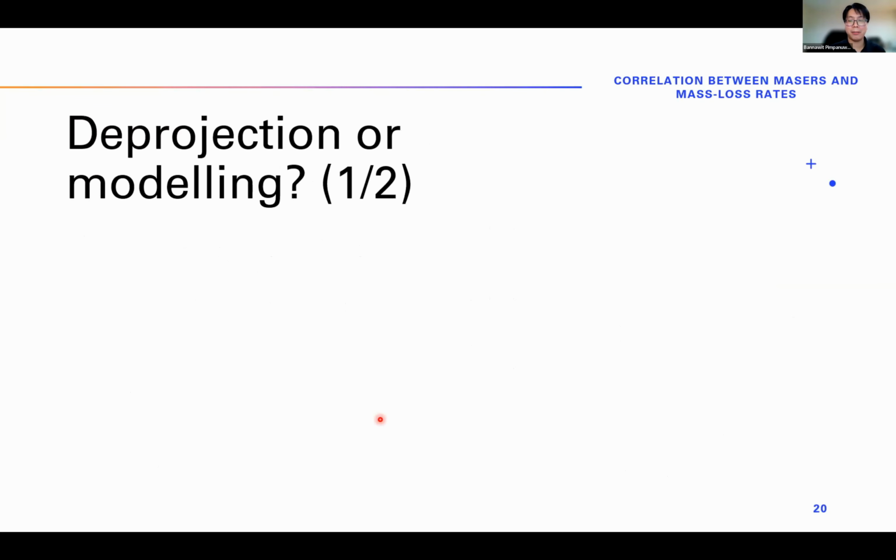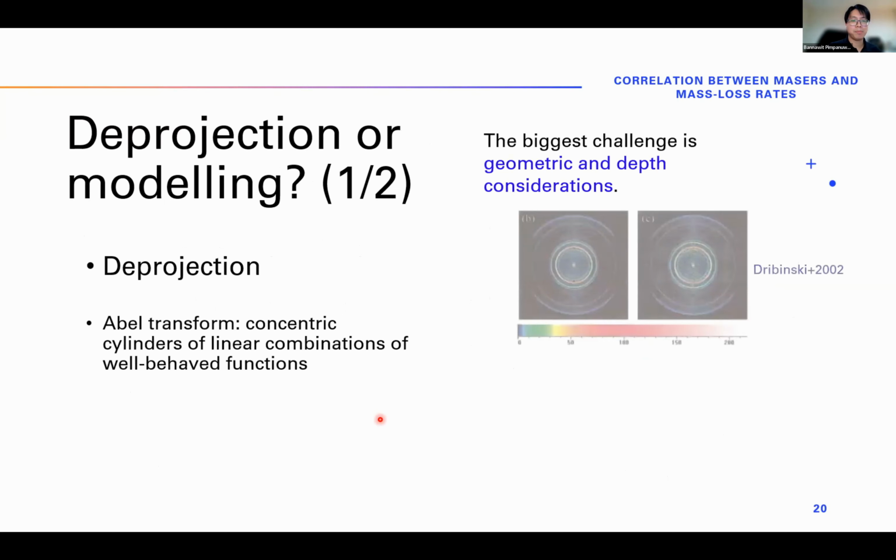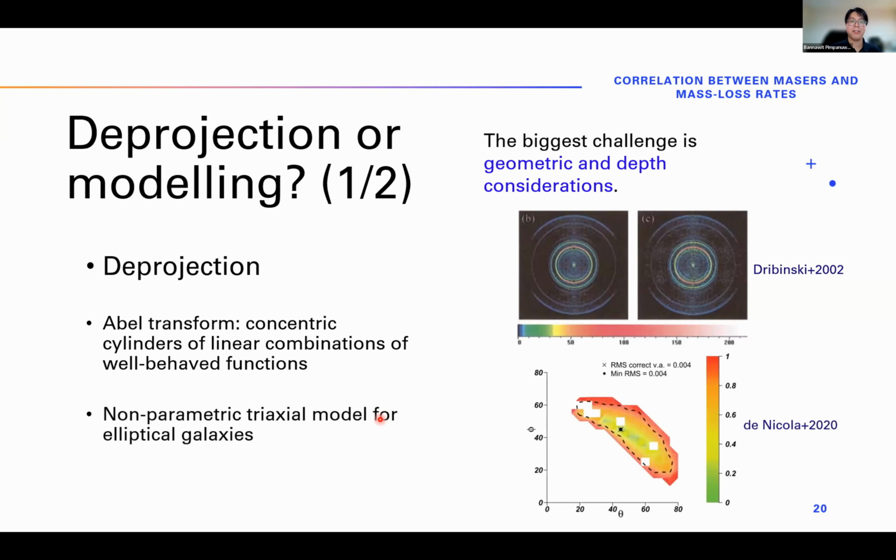A couple of attempts have been made. The first one is to do some deprojection. Now, the biggest challenge here is geometric and depth considerations, because we have to assume a lot of things. We have looked at using the Abel transform, for example. Essentially, we consider concentric cylinders of linear combinations of well-behaved functions, and just consider the masers as a bunch of rings that we can deproject. We have also looked at the possibility of adapting a model for elliptical galaxies for this, but again, we have to make a lot of assumptions in terms of densities and whatnot as well.